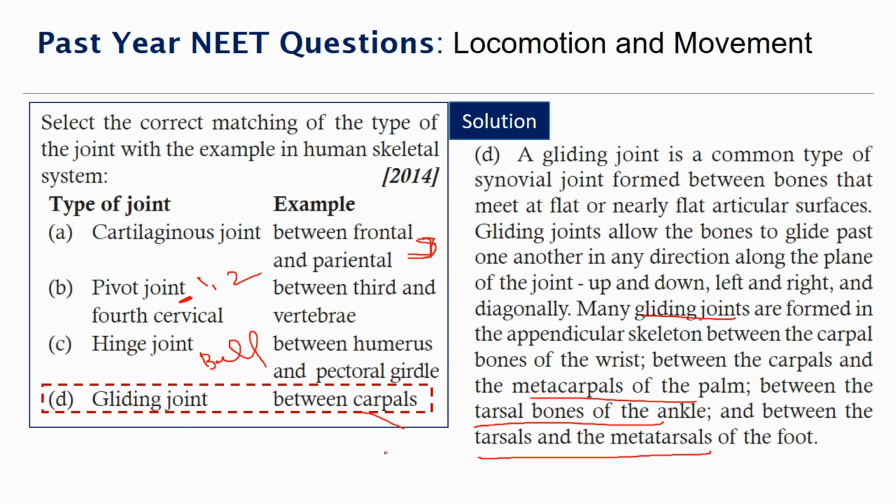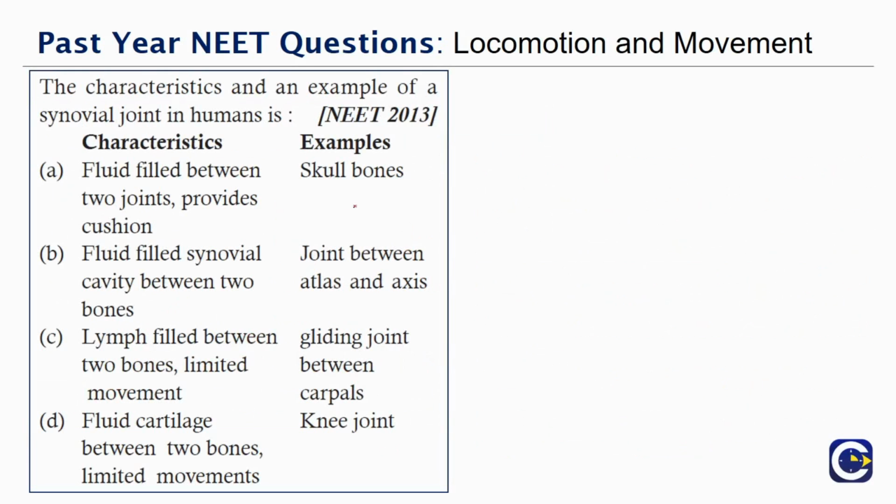So moving on to the next question. The characteristics and an example of synovial joint in humans is: fluid filled between two joints provides cushion, skull bone. Fluid filled synovial cavity between two bones, between atlas and axis. Lymph filled between two bones, limited movement, gliding joint between carpals. Fluid filled cartilage between two bones, limited movement, knee joint.